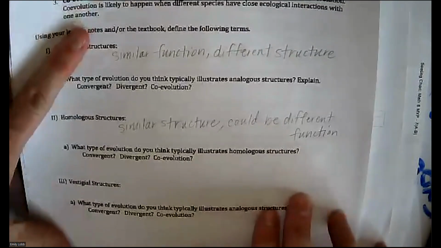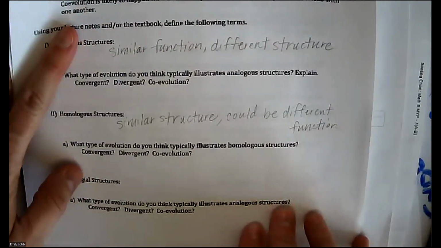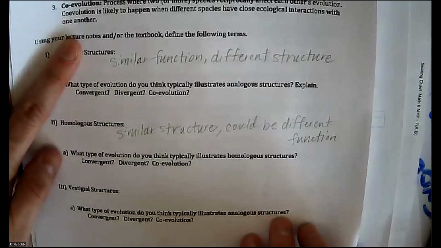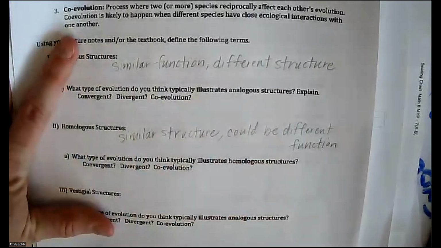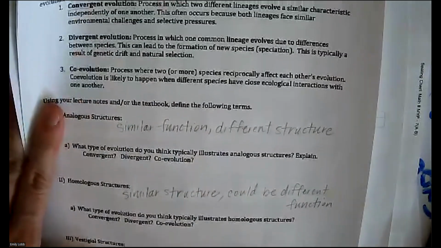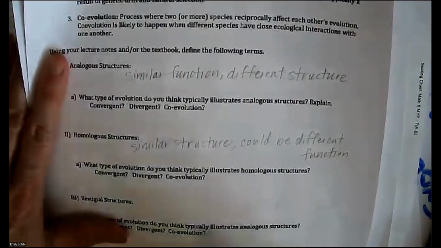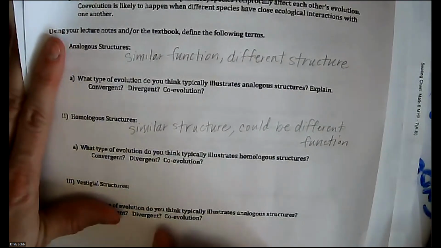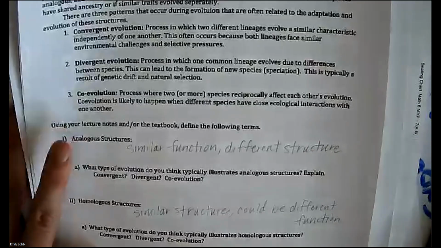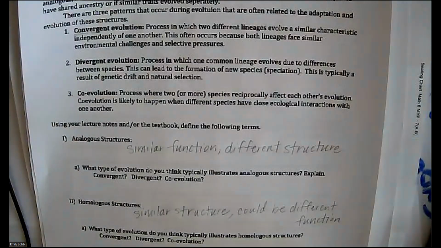So you're thinking divergent and then... Okay, so were you thinking convergent here? You're thinking convergent here. I gotcha. Okay, I could see that for sure too. So two different lineages, they came from two different places, so they have different structures.